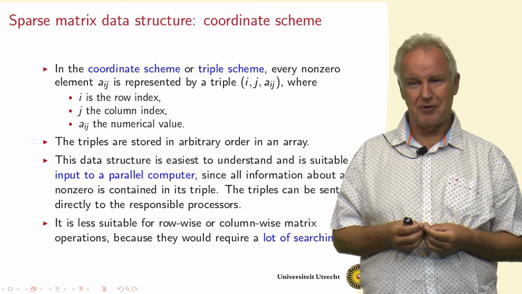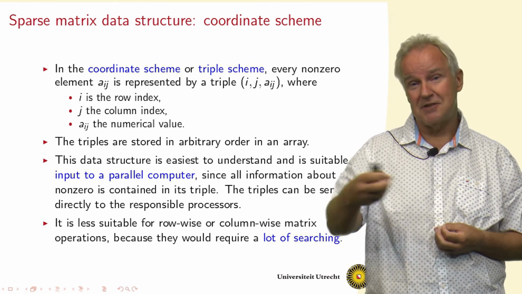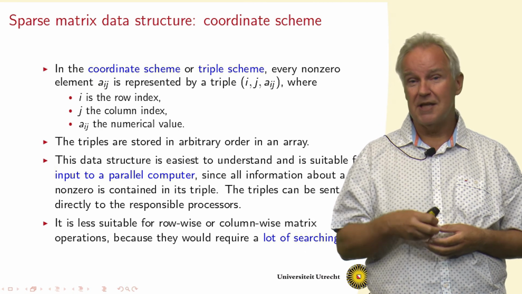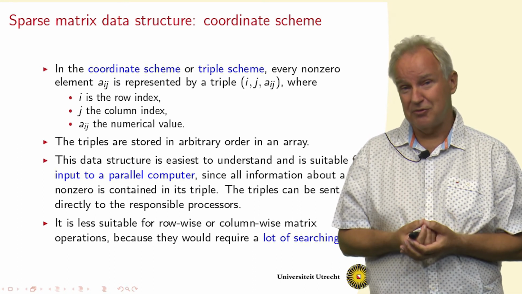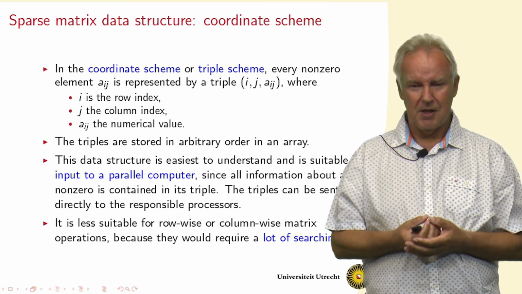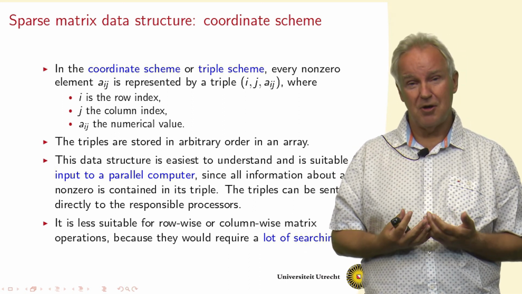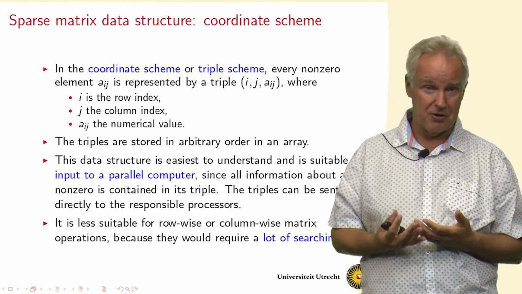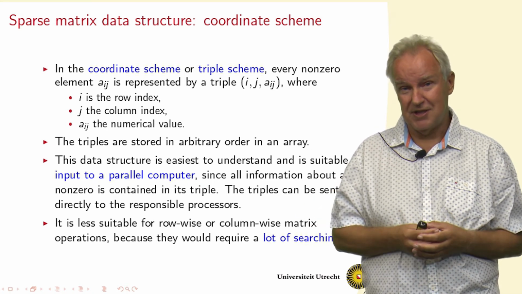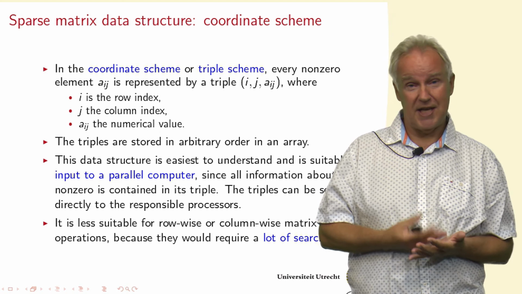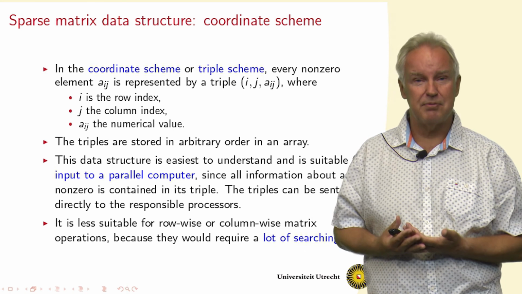And it's also useful for input and output, even to a parallel machine, because I can send a triple to the parallel computer, send it directly to the processor that's responsible, and it has all the information on the non-zero. But it's a bit difficult to use if you want to do other operations like row-wise operation or column-wise operation, because then you have to search through this bunch of triples, and that may be difficult. So if you have a matrix A in this format and a matrix B in this format, it may not be that easy to add them up.